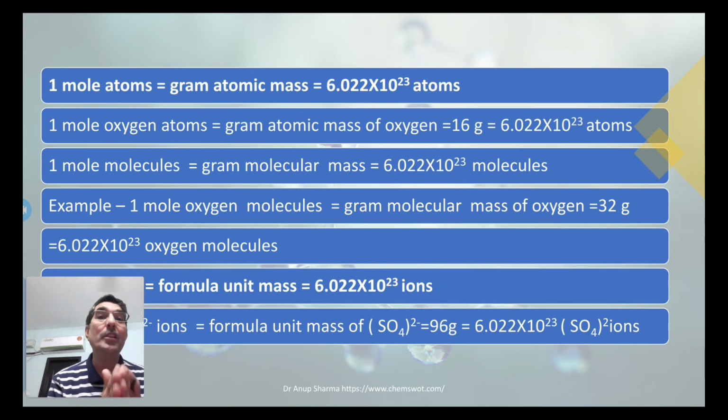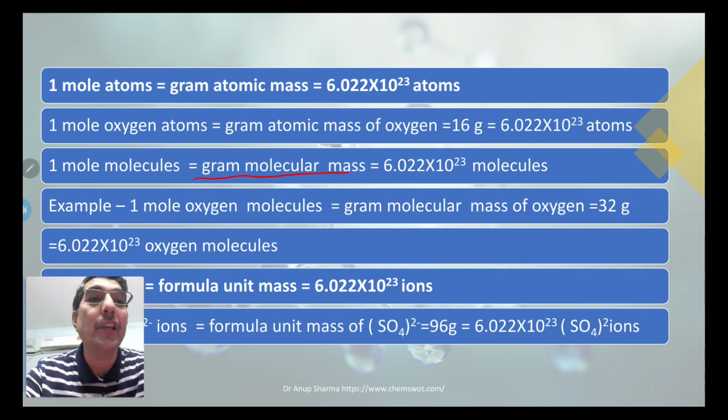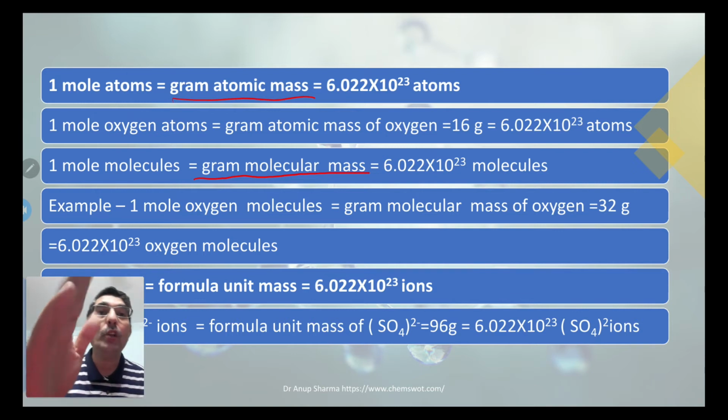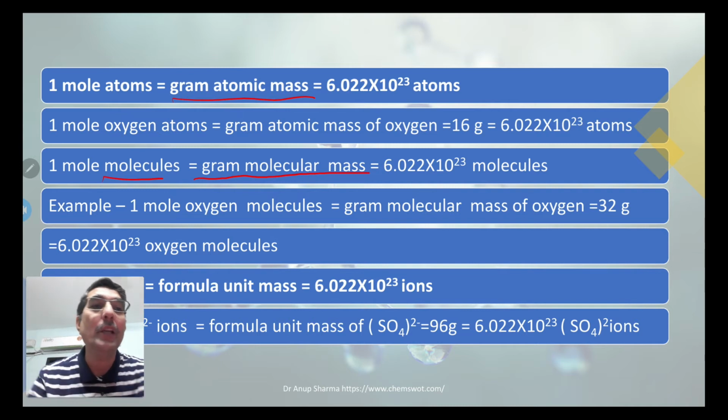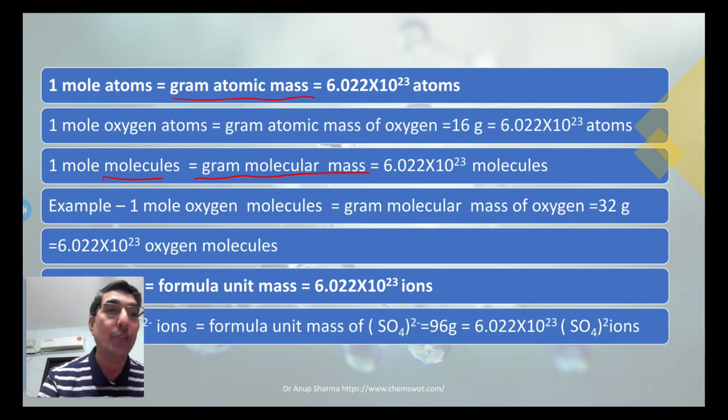If we take it in terms of molecules, then instead of gram atomic mass, it turns into gram molecular mass. Here you need to take care. If we are talking about atoms, then gram atomic mass. If we are talking about molecules, then gram molecular mass. For example, if we say 1 mole of oxygen molecules, that means we need to take the gram molecular mass of oxygen. Oxygen is 16, and the oxygen molecule is O2, so 16 times 2 is 32. That will be equal to 1 mole of oxygen molecules, which is equal to 6.022 times 10 to the power 23 oxygen molecules.